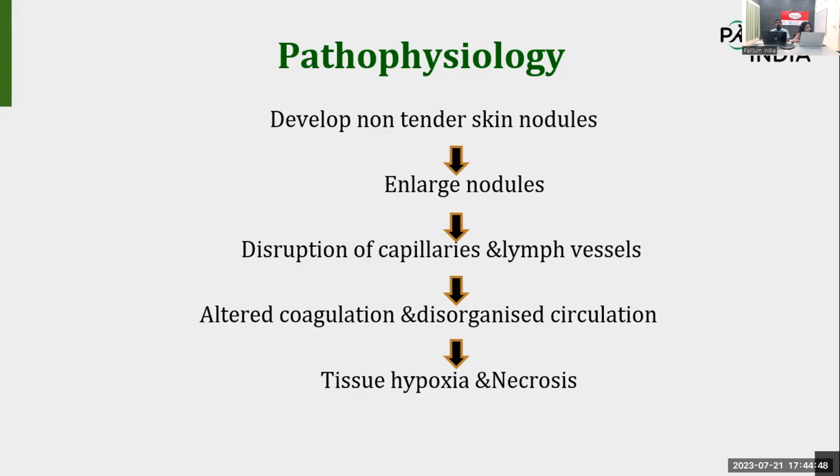the tissue becomes hypoxic. Adequate oxygen supply is not received, and due to the hypoxia it gradually becomes necrotic. After the nodules break down, the skin layer forms what we see as this fungating wound, a cauliflower-shaped wound.